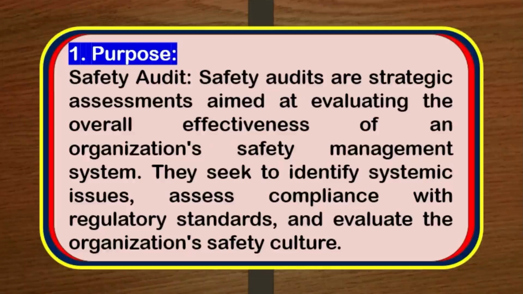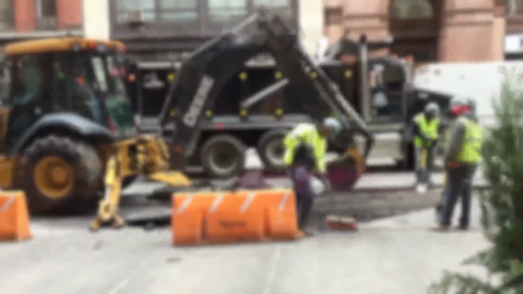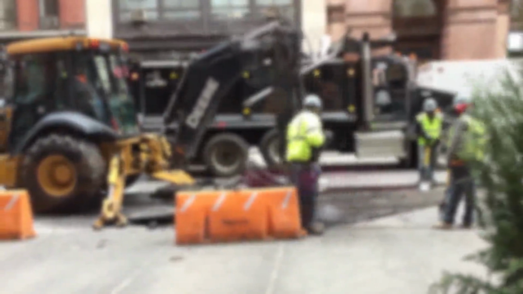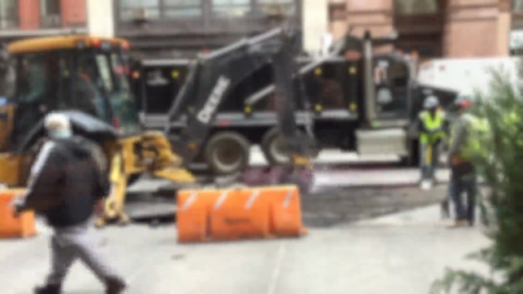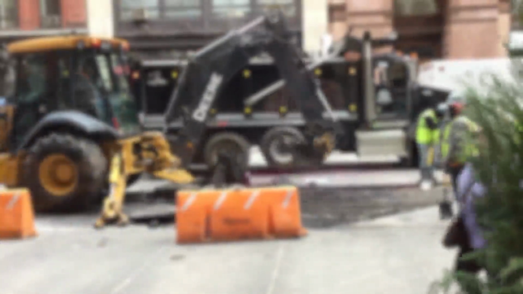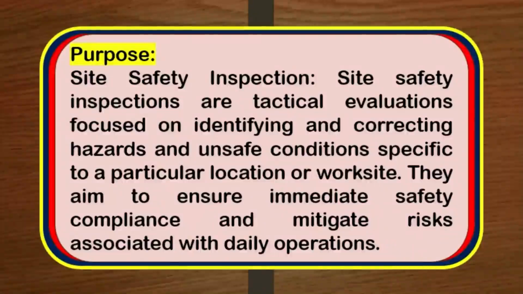This is basically the purpose of a safety audit, whereas the purpose of site safety inspections are tactical evaluations focused on identifying and correcting hazards and unsafe conditions specific to a particular location or a work site. They aim to ensure immediate safety compliance and mitigate risks associated with daily operations. I hope safety audit is a broader spectrum and site safety inspection is an immediate solution. In short, this is the purpose.